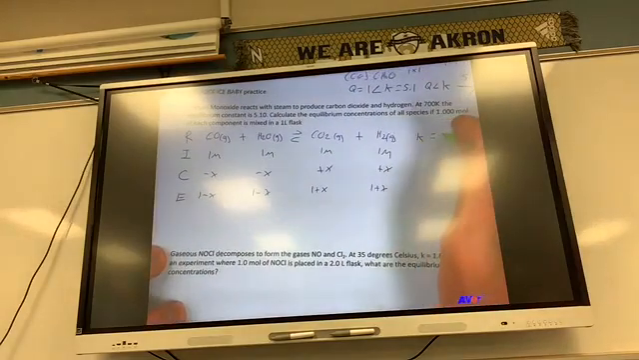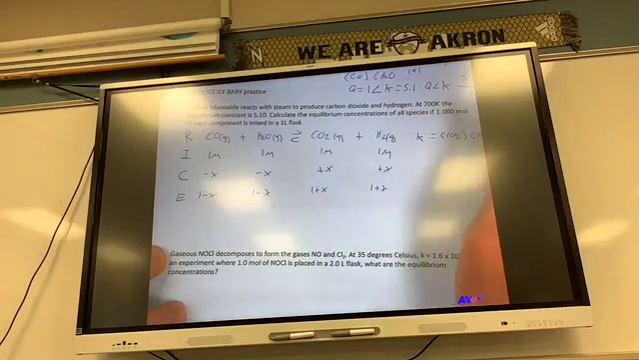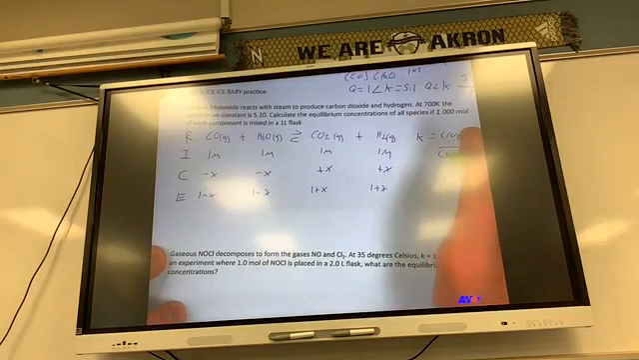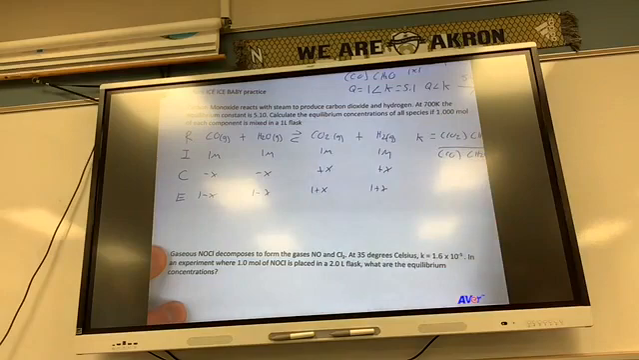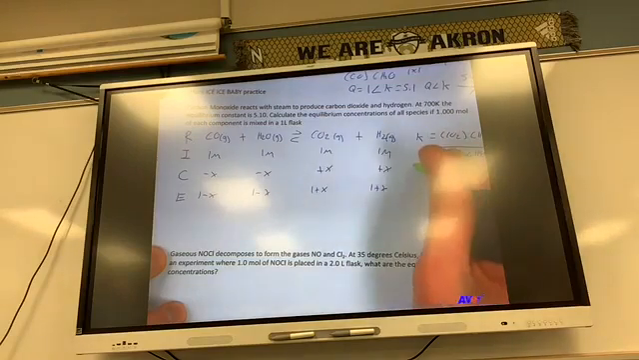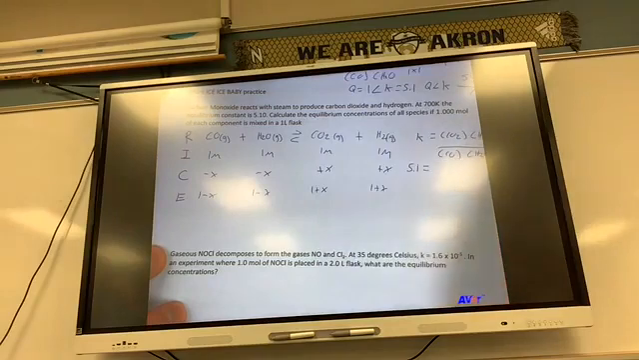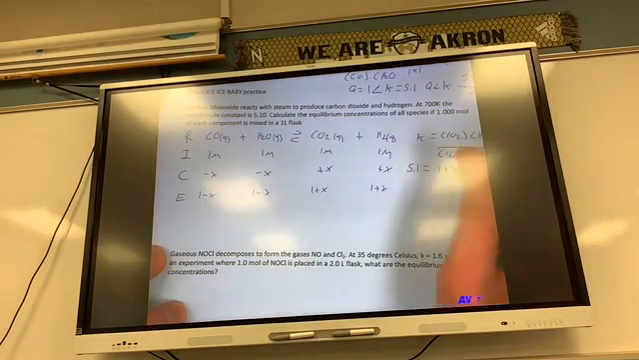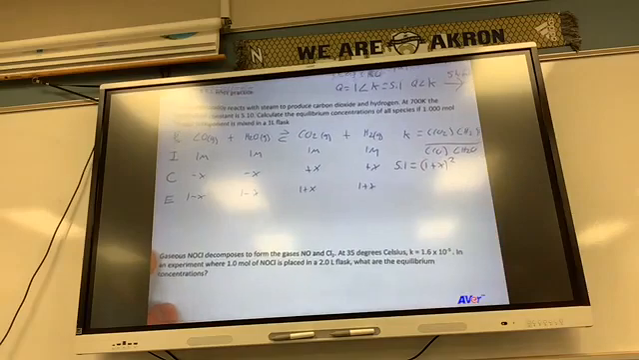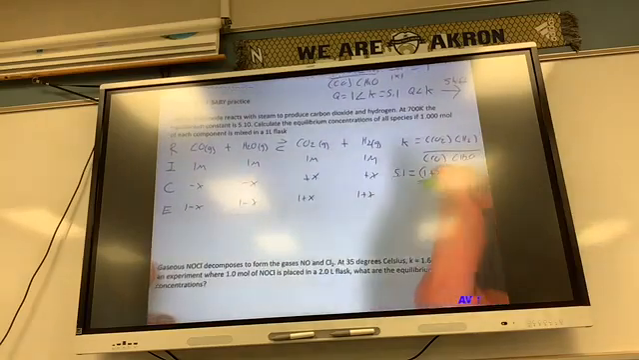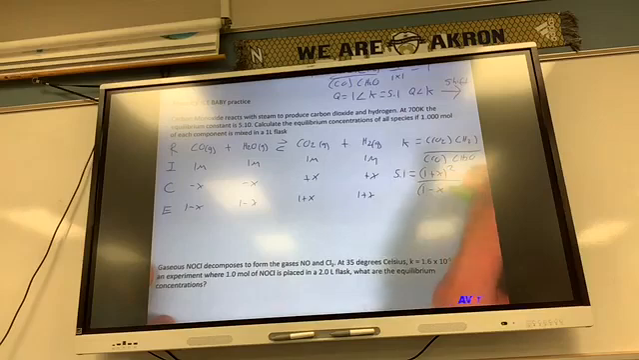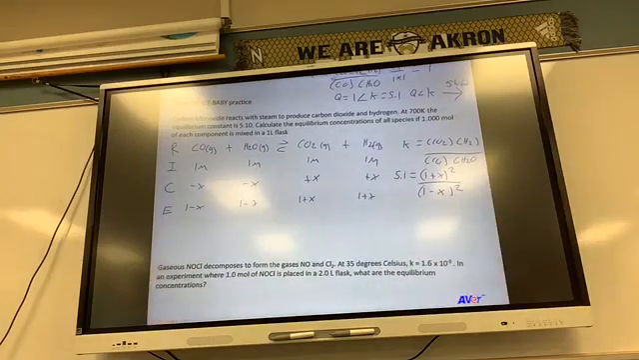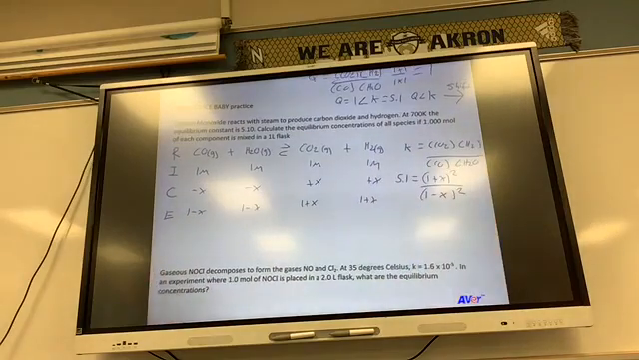So K equals CO2 times H2 over CO times H2O. It's the same expression, but I'm just writing it out. So 5.1 equals (1 plus X) squared over (1 minus X) squared. Are you okay with that? It's 5.1. What do you need to do to both sides?